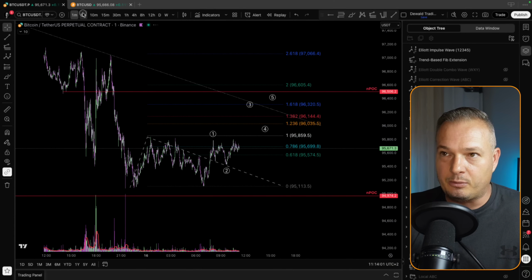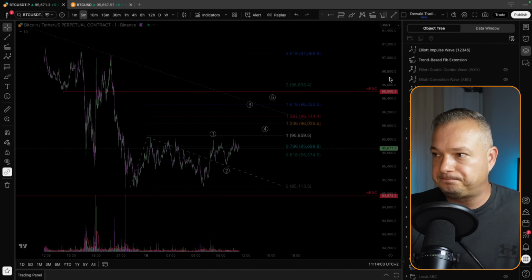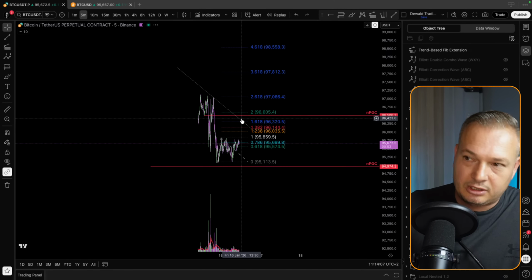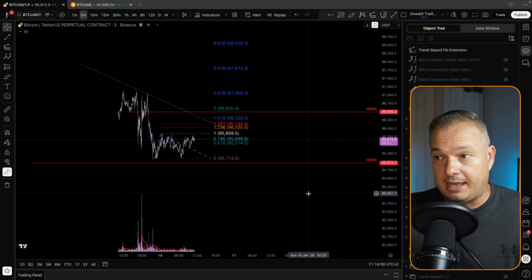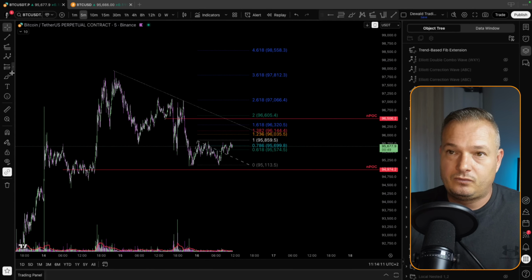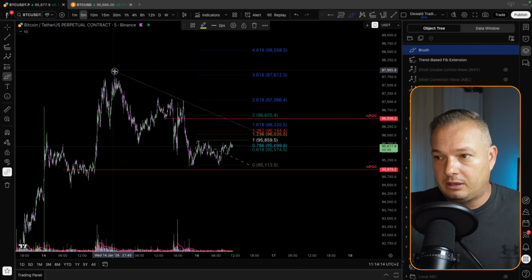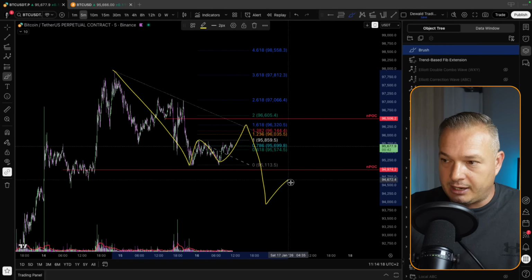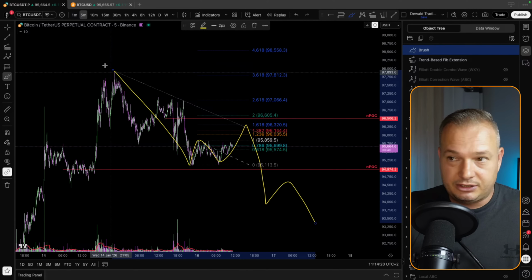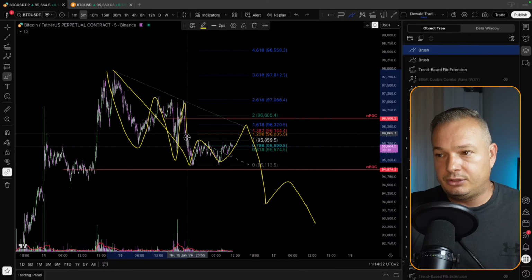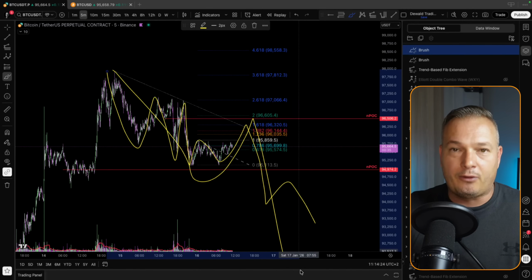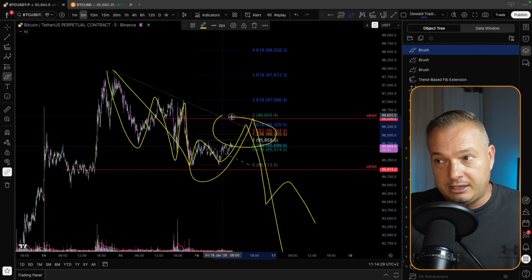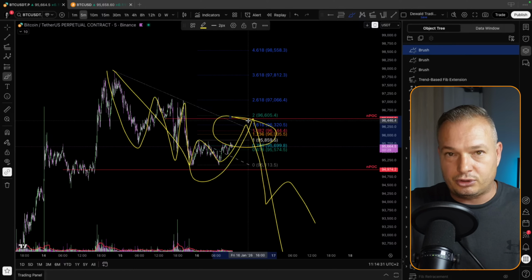Okay, let's go back here onto the 5 minute time frame. There's a chance that this is a W, you form an X, and you go down for an ABC. There's a chance that this is a 1, 2, 1, 2, 1, 2, 3, 4, 5 to the downside. Okay, so it's an interesting area for me to also look for shorts.